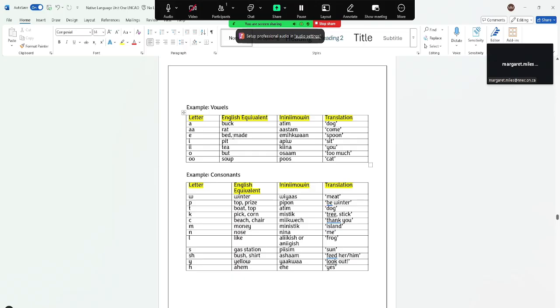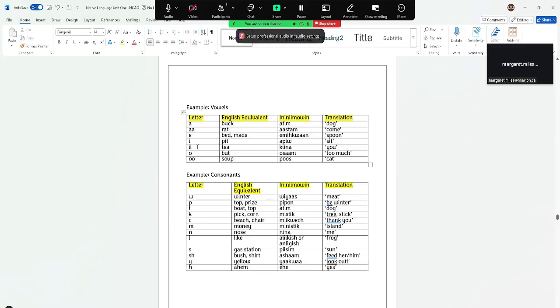Eh, and the sound would be in English bed or maid. In the language, emekwan means spoon. E, English equivalent, it would sound like pit. Apo, meaning sit.